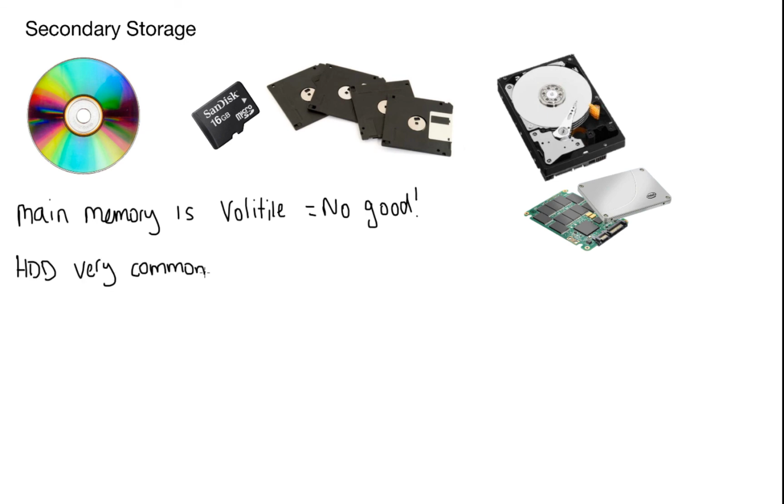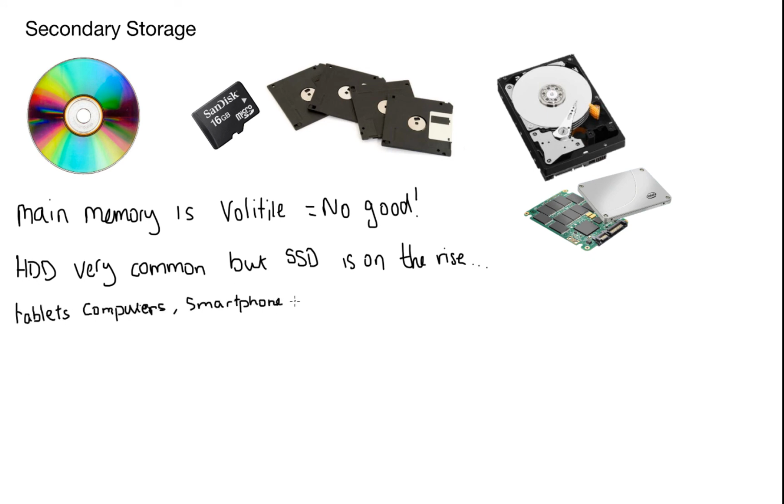And those two types are HDD or hard disk drive or SSD solid state drive. Now HDD is very common, but SSD is on the rise. Tablet computers, smartphones and modern laptops tend to use solid state drives. Now, what's the reason for this? Well, mainly, solid state drives are much quicker, they're a little bit more expensive, but that cost is being reduced. But we'll go through that in due course.